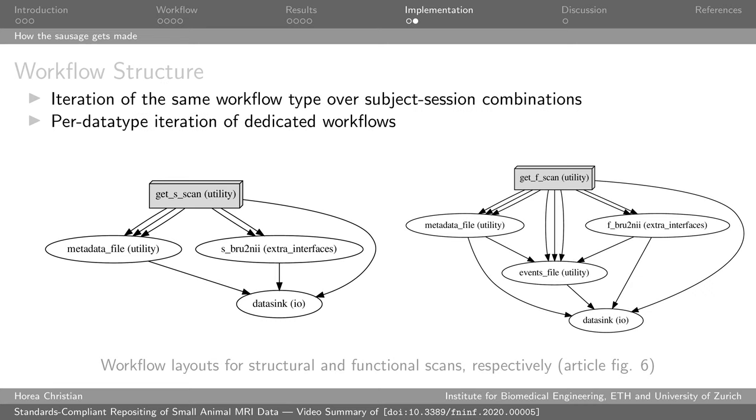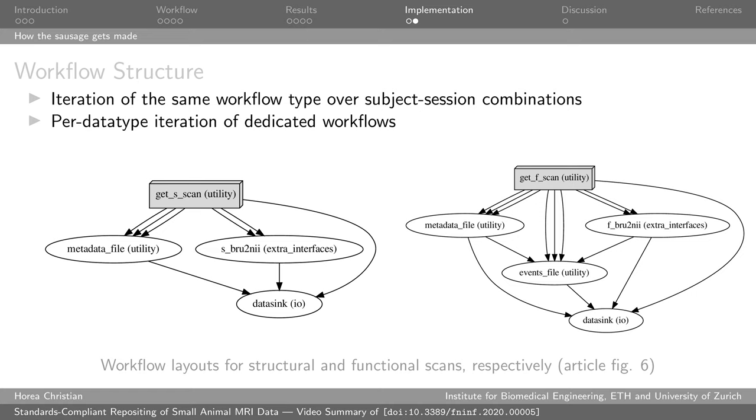Now, speaking of which, the workflow structure looks the following. So the way in which these workflows get executed is that for each data type, be it structural or functional, you have a different blueprint of the workflow, simply because the things which you might need to do differ. And there's again yet another one for diffusion weighted imaging. And these get iteratively executed for all of the matches which are found.